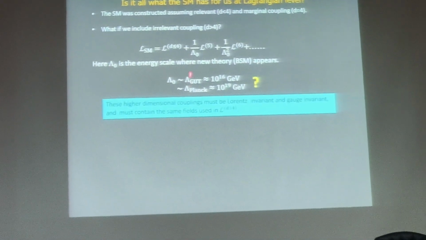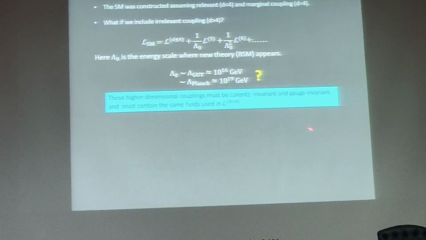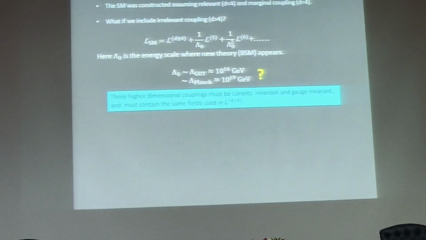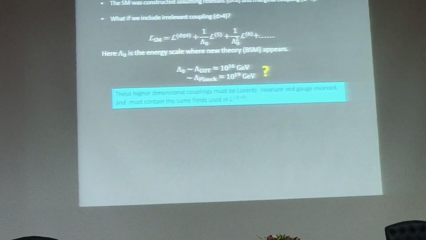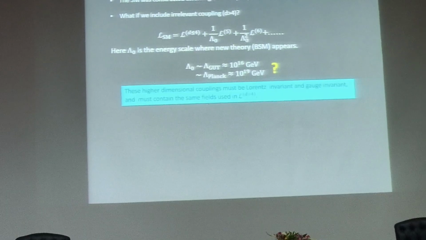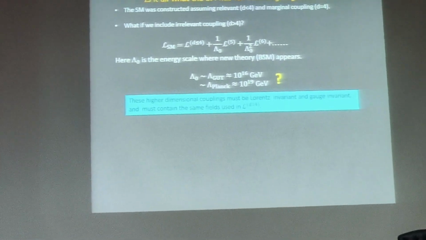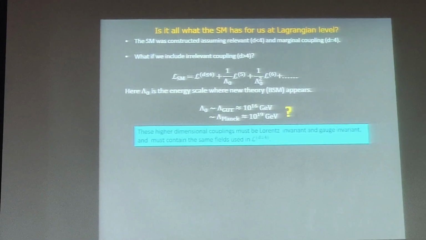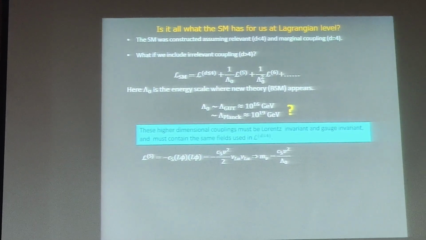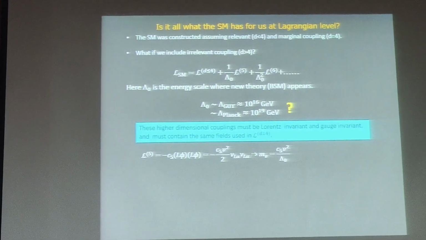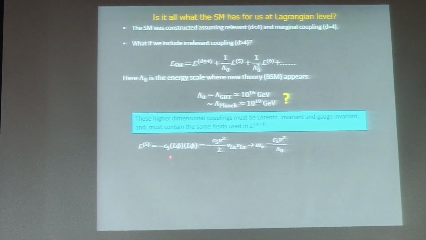Okay, so what about these higher order interaction terms? These higher order interaction terms must be Lorentz invariant, they must be gauge invariant, and they must have the same symmetry which exists in this part, and they must contain exactly the same fields. So when you are constructing these high dimensional interaction terms, you have to use the same fields, I mean no new particle or no new field, right? And when we do it, we find that at 5 dimensions, there is only one coupling which we can construct, which is Lorentz invariant, gauge invariant, and constructed from the same fields. And this coupling is this one.